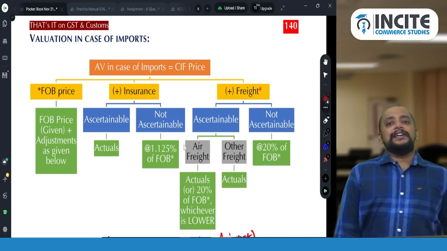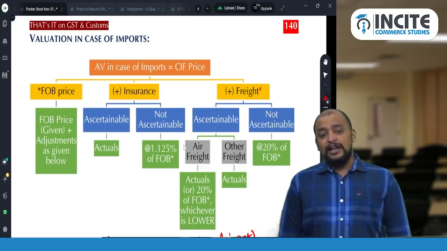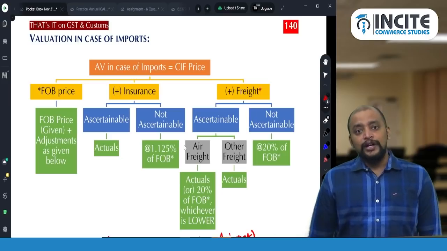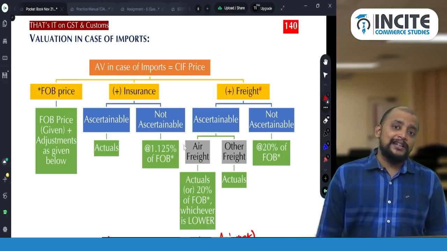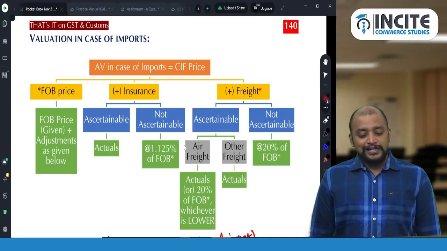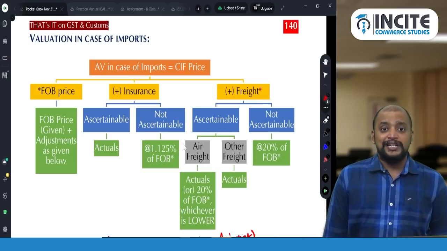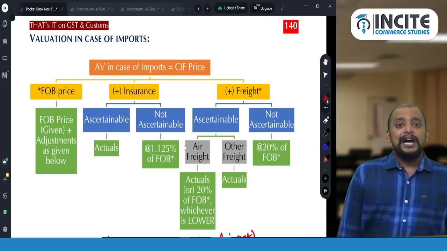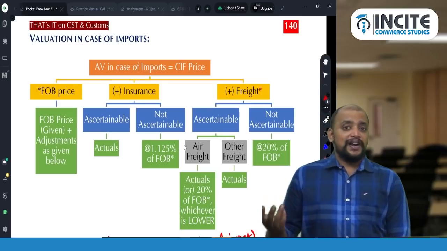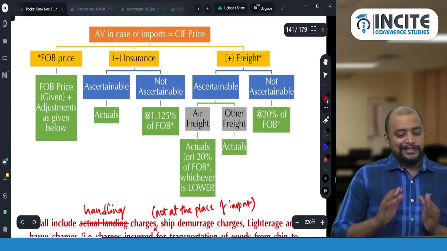So for example, what is FOB price? Here the transporter himself is incurring the freight and insurance, so we don't know it. It is free on board, so the transporter himself will be incurring the freight and insurance which we don't know. So in that case we need to ascertain what the insurance and freight are. If insurance and freight information is ascertainable, we'll take the actuals, otherwise we will be taking 20% of FOB if it is freight, and if it is insurance we will take 1.125% of FOB. So that's what we are trying to understand.